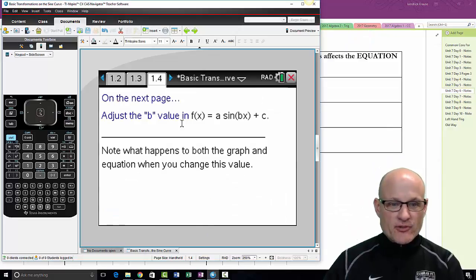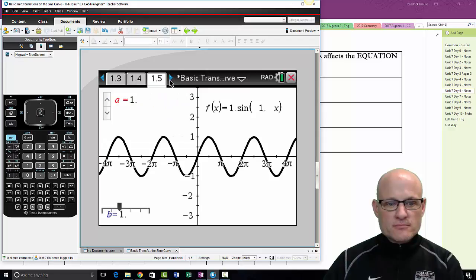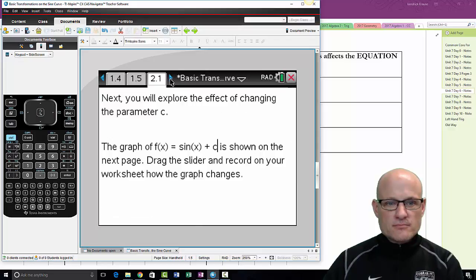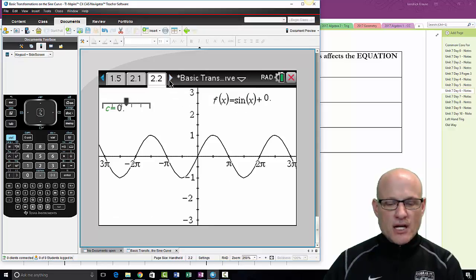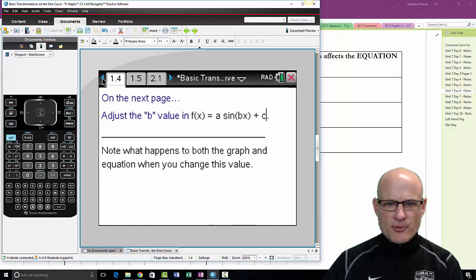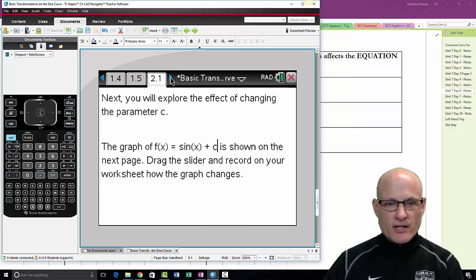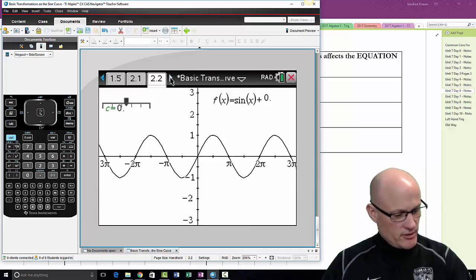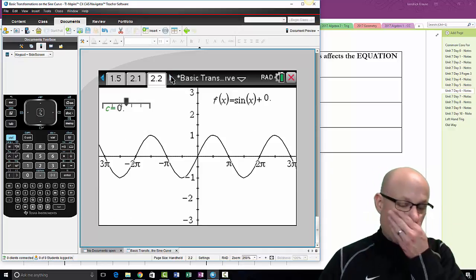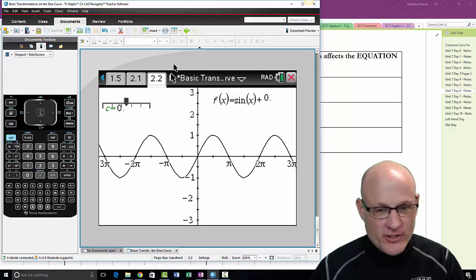Let's go to the next page. I think we adjust C. All right, so let's adjust C. Right now, C is a 0. Where did they put C? Oh, they put C at the end. Oh, we're not going to put a D in just yet. Oh, good. I thought we were going to D already.